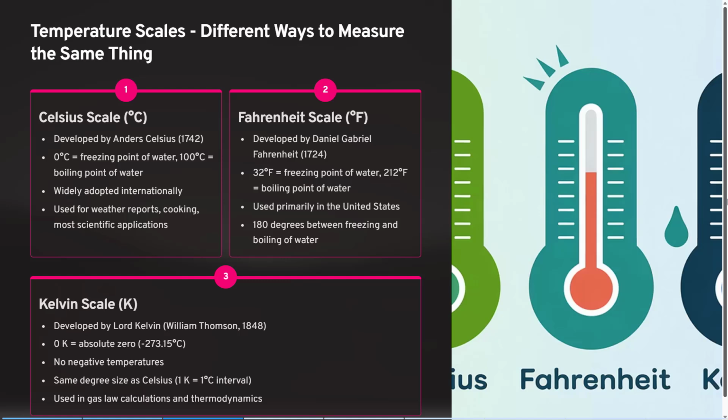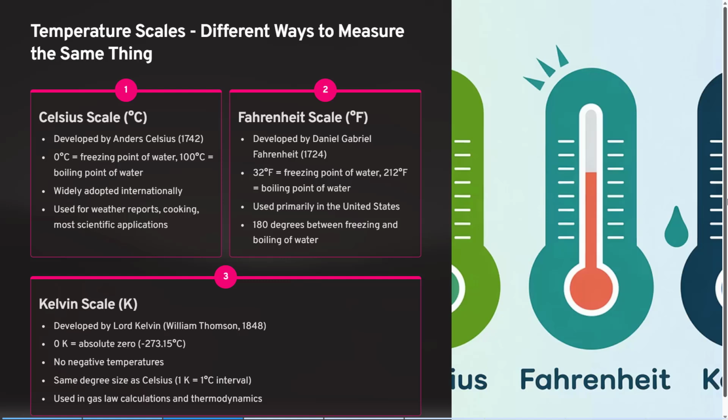Second, the Fahrenheit scale, created by Daniel Gabriel Fahrenheit in 1724. Water freezes at 32 degrees Fahrenheit and boils at 212 degrees Fahrenheit. That's 180 degrees between these points. It's primarily used in the United States.